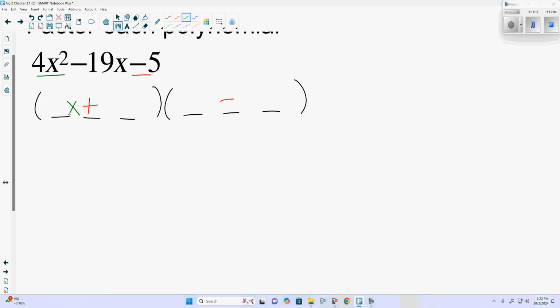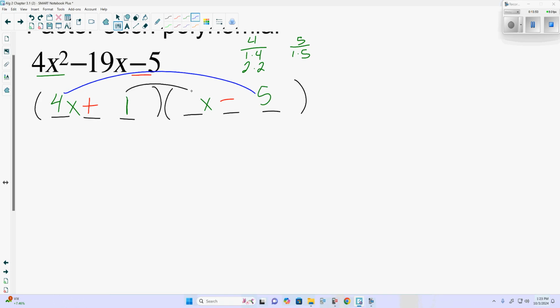4x squared, well, x and x. Factors of 4: 1 and 4, 2 and 2. Which one do we want to try first? 1 and 4. Where do you want to put the 4, first set or second set? Factors of 5: 1 and 5. Next to the 4x, do we want 1 or 5? 1, 5.